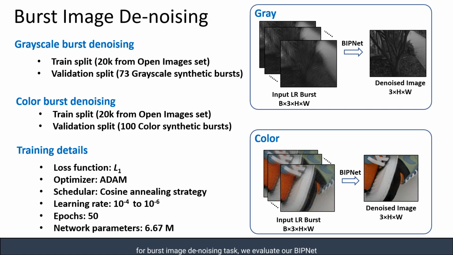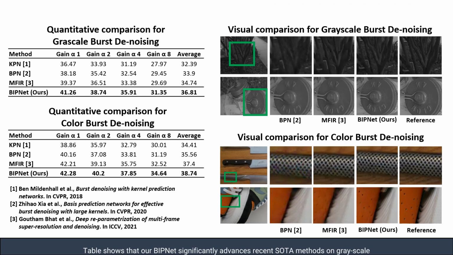For the burst image denoising task, we evaluate our BIPNet on grayscale and color burst denoising datasets introduced in recent literature. Following the benchmark experimental setup, we utilized 20,000 samples from the Open Images training set to generate synthetic noisy bursts. The table shows that our BIPNet significantly advances recent SOTA methods on the grayscale burst denoising dataset on all 4 noise levels. On average, BIPNet achieves a 2.07 dB improvement over the previous best method. While on the color burst dataset, our BIPNet provides a PSNR boost of 1.34 dB over the previous best method.